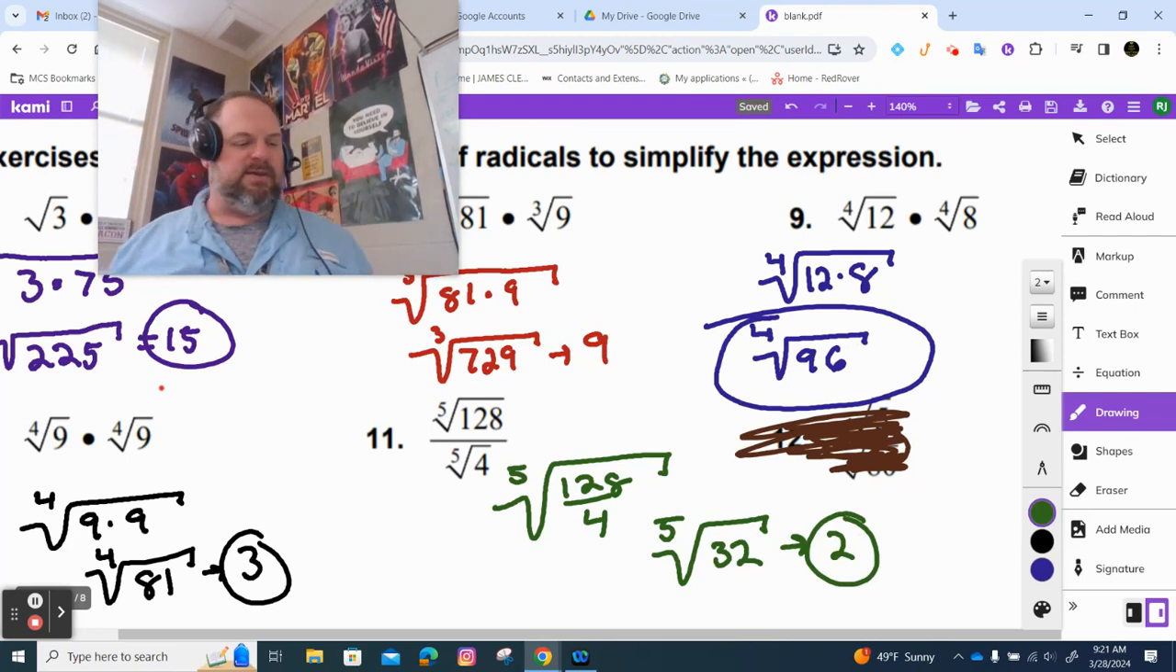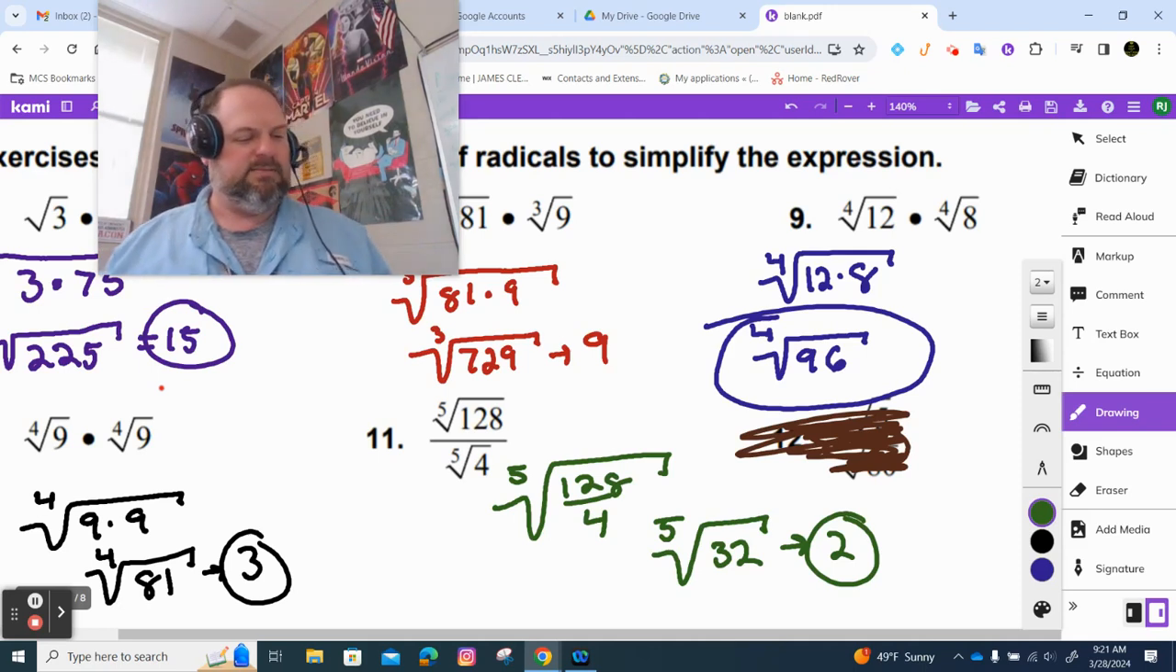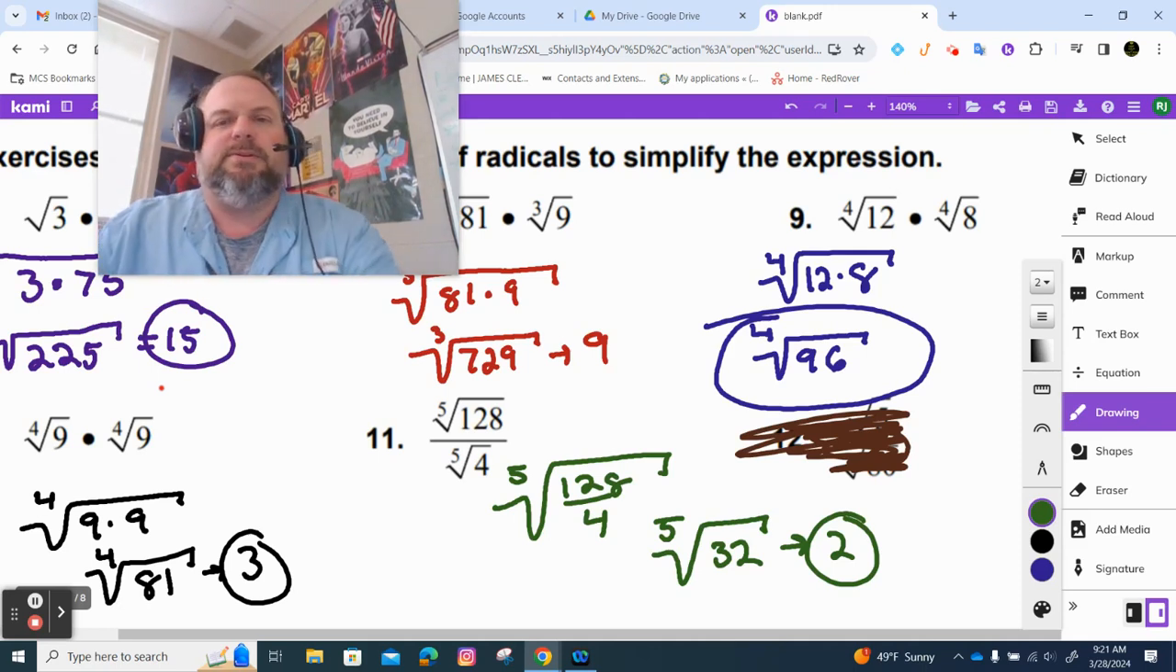Some of the rules with the exponents and the radicals kind of got you all earlier because they may not have been, you know, all the way through.